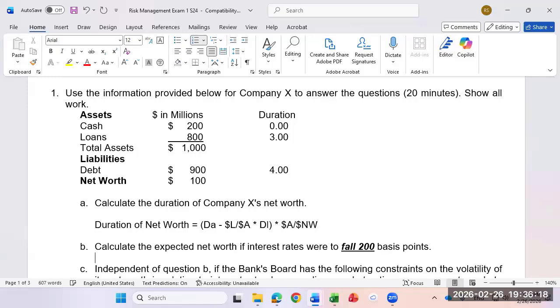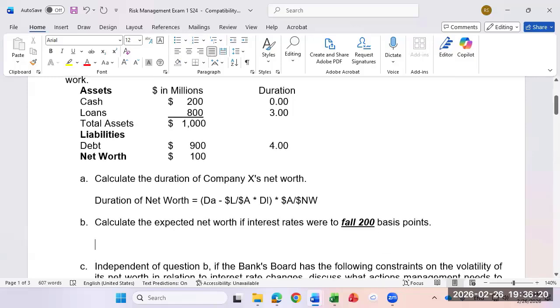And then what formula do you need here? Calculate the expected net worth if interest rates were to fall. So you've got the percentage change in net worth. What does that equal? This formula every finance major knows. Everybody remember that one? Minus duration times the change in yields and rates. All right. So that's the formula. Every finance major knows that one.